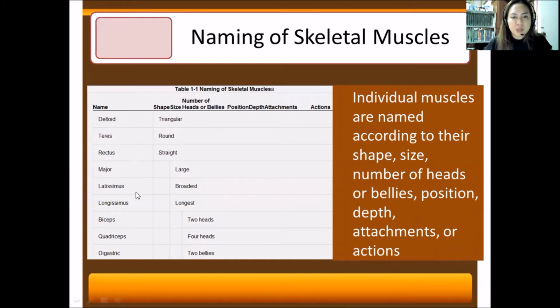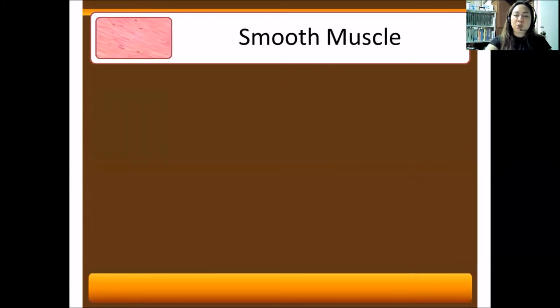Okay? If you say latissimus, broad sila. Longissimus, long. Biceps, 'di ba? So dalawa, two heads. Pag quadriceps, just like your quadriceps femoris, 4 heads pala siya. Then the digastric has two bellies. Okay? So, kaya sila naniname. Maraming pwedeng because of the size, the shape, the number of heads or bellies, position, depth, and attachments or action. Okay, so that's for the skeletal muscle.